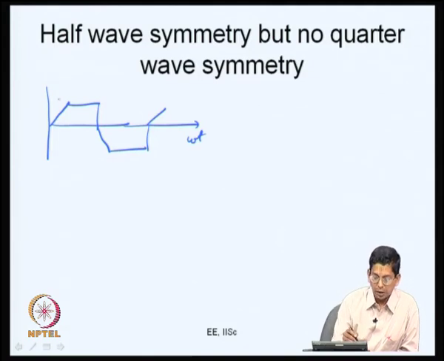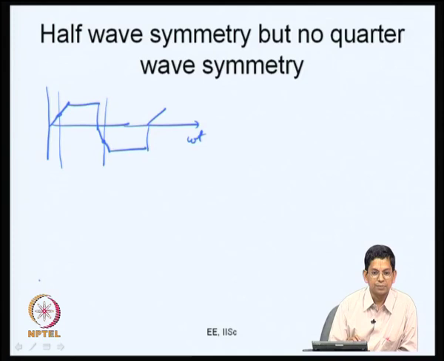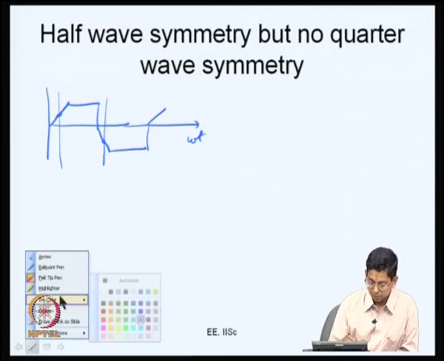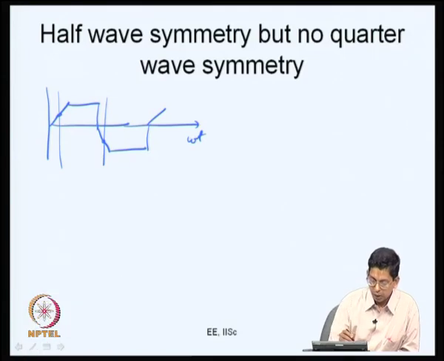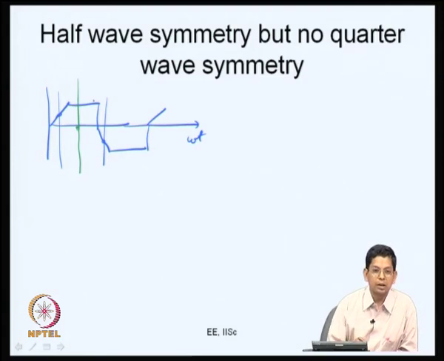Once again, to make my point clearer, you consider this theta and you consider this pi plus theta. You look at the values. So, one is the negative of the other. So, it has half wave symmetry. But if you look at quarter wave symmetry, you look at 90 degrees, you take T by 4. I do not know where it is 90 degrees, strictly speaking, but anywhere from here, the waveform is not really symmetric. The waveform is not symmetric about a particular line here. So, this lacks quarter wave symmetry.